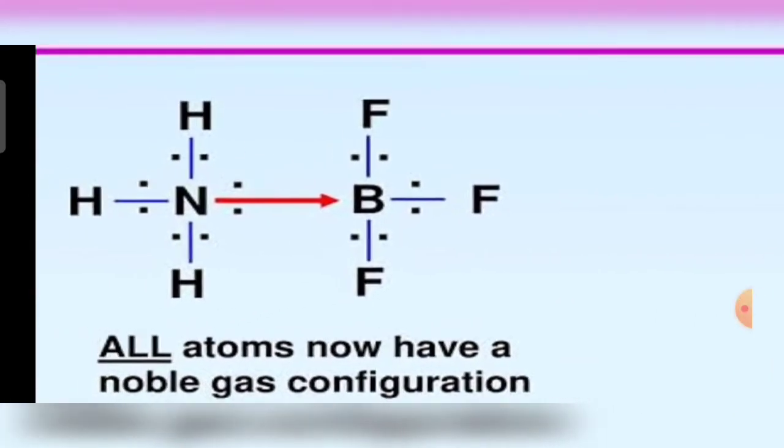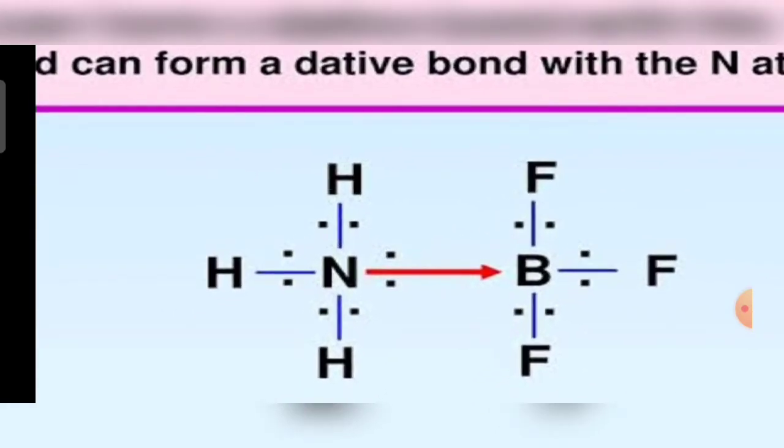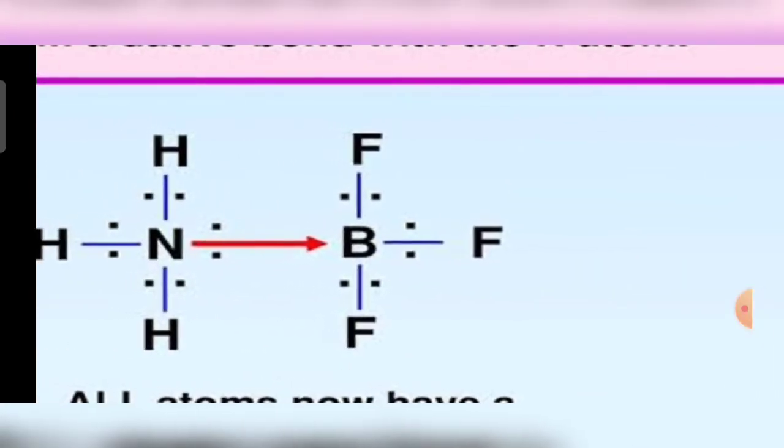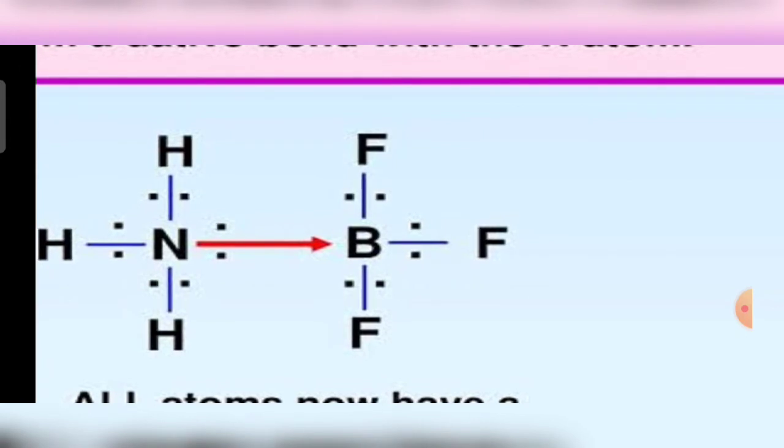So what is the chemistry? Boron has atomic number 5 and 3 electrons in its outer shell, and it requires 5 electrons to complete its octet. First, it will share 3 electrons with fluorine.